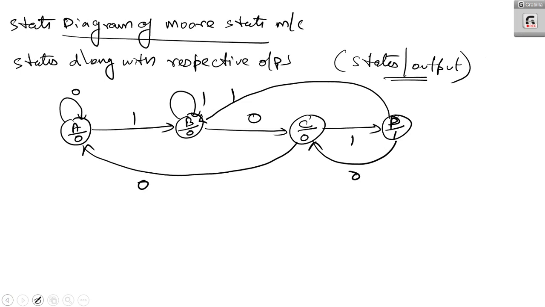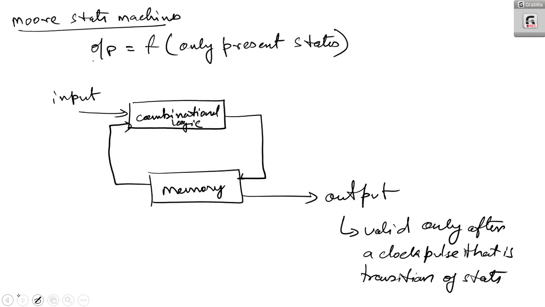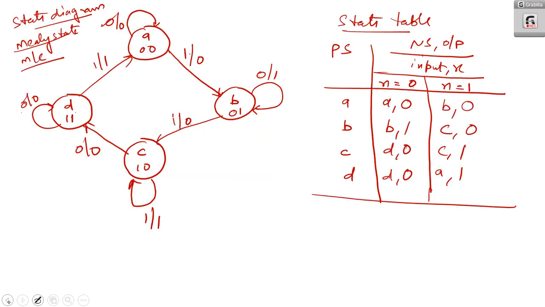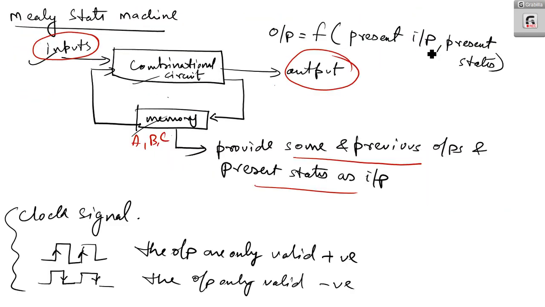In Moore state machine, the states along with the respective outputs are there, whereas the output is only a function of present states. Whereas in the case of Mealy machine, output is a function of present input and present states. So that is the basic difference between Mealy machine and Moore machine.